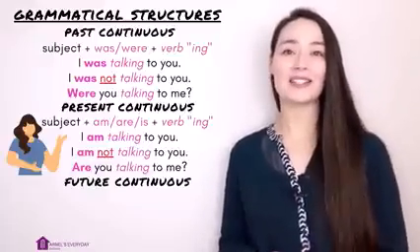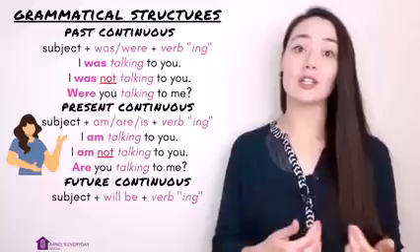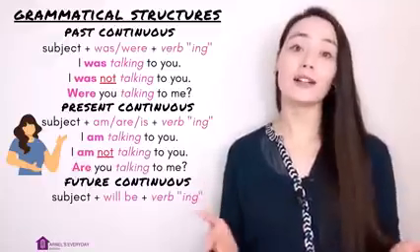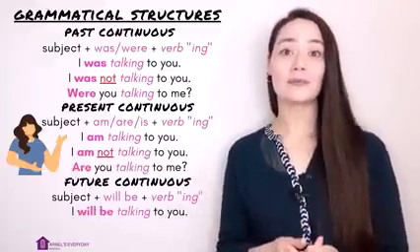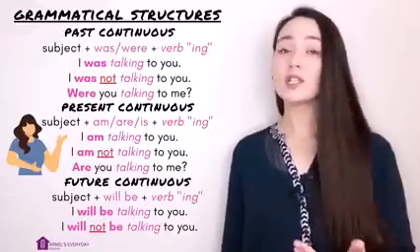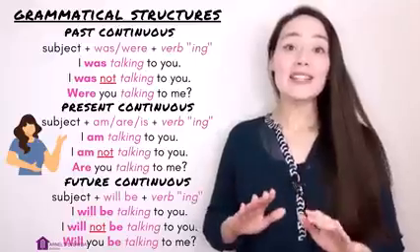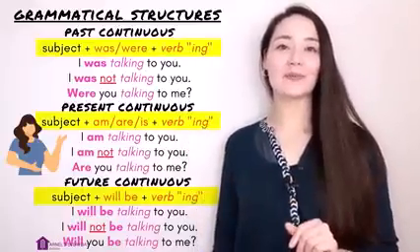Future continuous. Subject, will be plus verb ing. The good news is we use will be for all subjects. I will be talking to you. Negative, I will not be talking to you. Question, will you be talking to me? During this lesson, I will keep all of the grammatical structures highlighted for you.